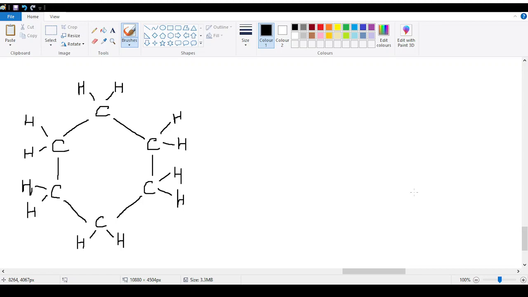I guess they have the same environment. Yes, they actually do have the same environment. Now, if they have the same environment, how many signals do we expect in the NMR spectrum, or in the NMR graph? How many peaks do we expect?